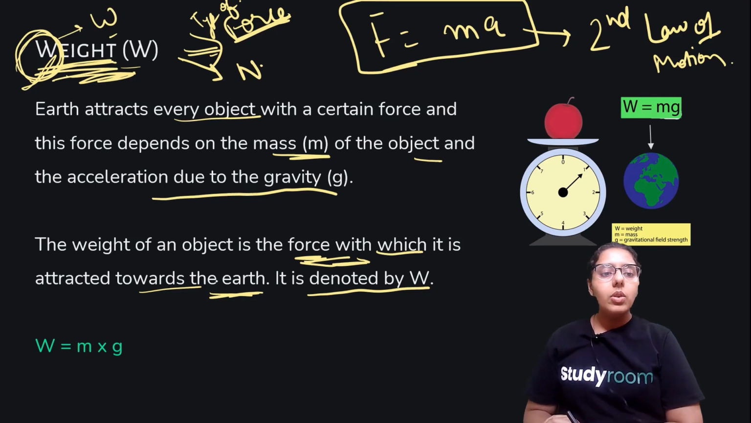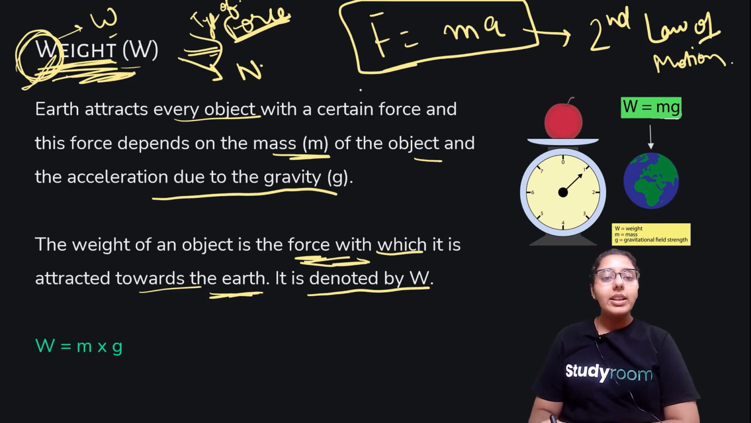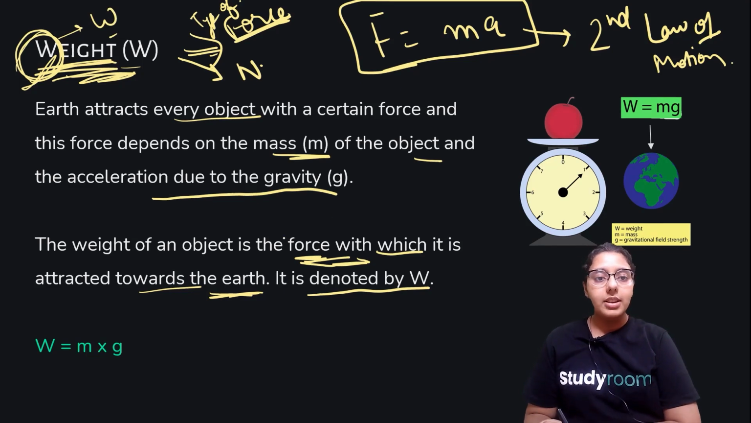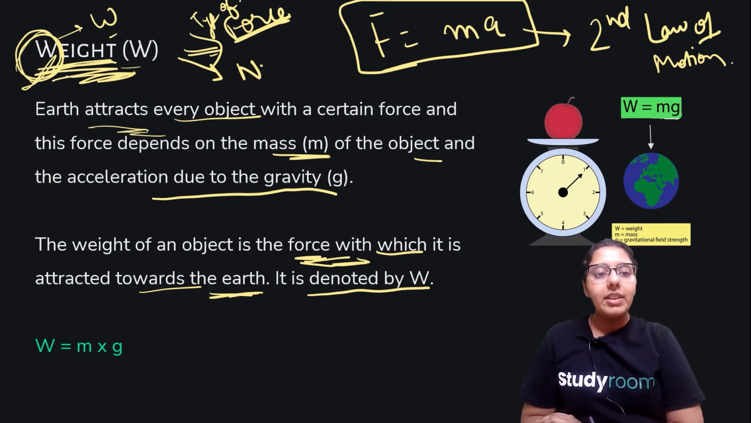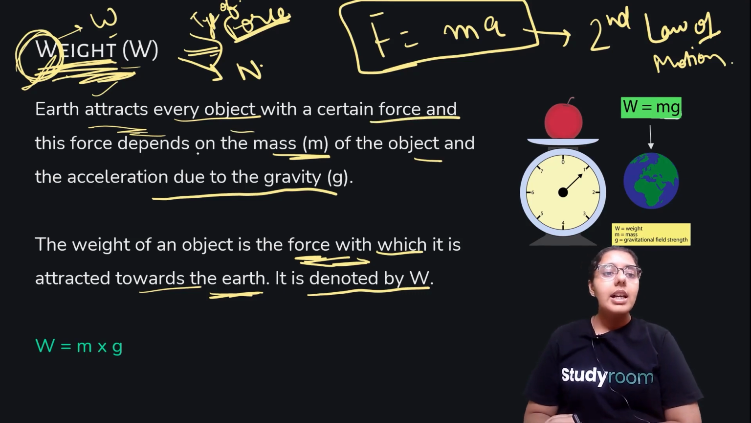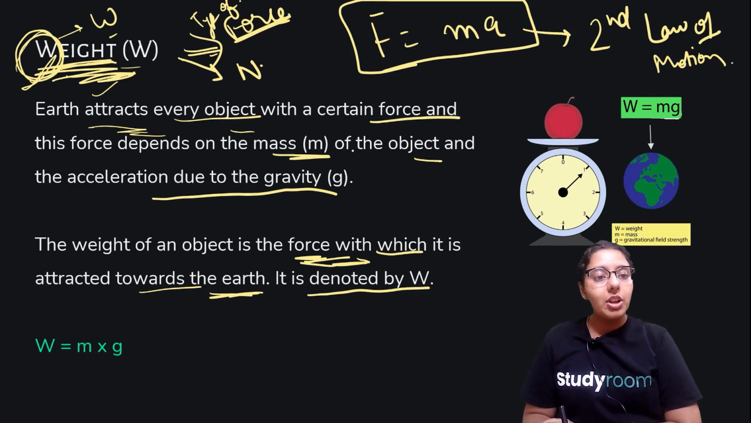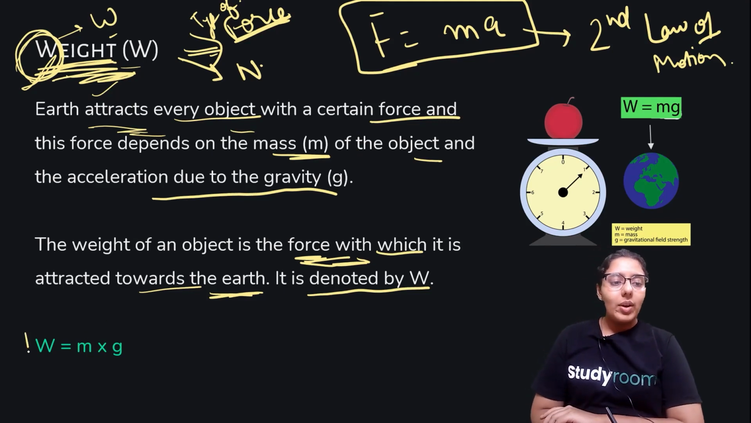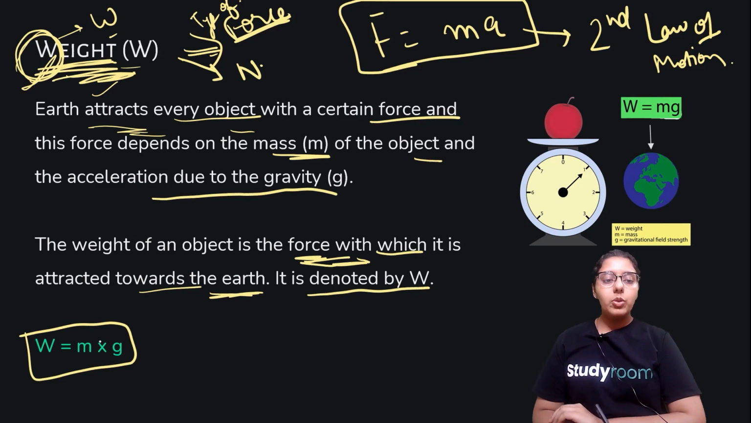So what is weight? Weight is a kind of force with which the object is attracted towards the earth. And this is due to the universal law of gravitation, that every object attracts every other object, correct? So Earth attracts every object with a certain force, and this force depends on the mass of the object and the acceleration due to gravity. So your weight is equal to m into g. And how do we get this?